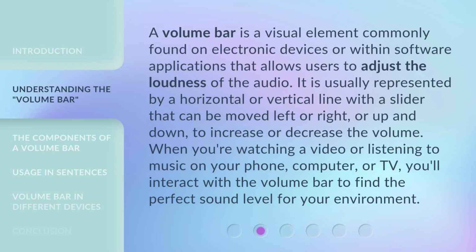A volume bar is a visual element commonly found on electronic devices or within software applications that allows users to adjust the loudness of the audio. It is usually represented by a horizontal or vertical line with a slider that can be moved left or right, or up and down, to increase or decrease the volume. When you're watching a video or listening to music on your phone, computer, or TV, you'll interact with the volume bar to find the perfect sound level for your environment.